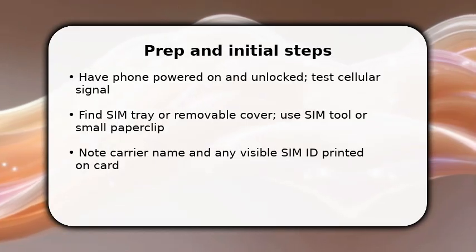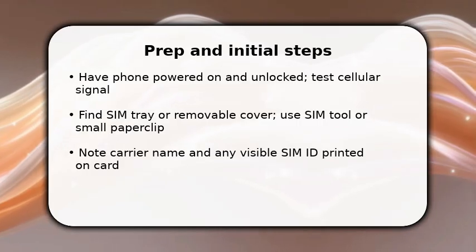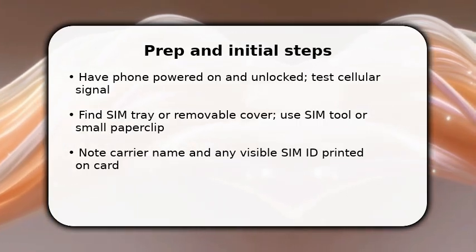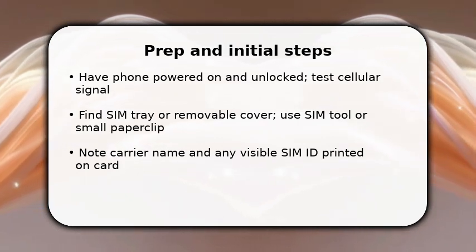Make sure to write that number down exactly. It's long and easy to mistype. If the SIM is embedded and not removable, move to phone settings next to retrieve the same ICSID digitally.